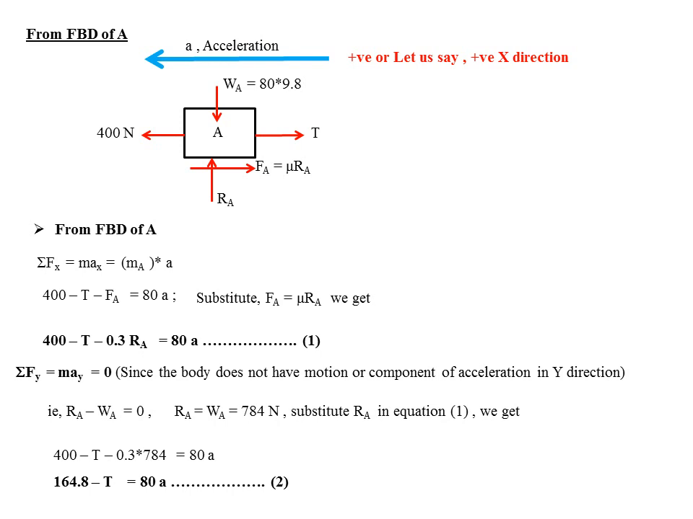So we only solved the free body diagram of A. If you solve the free body diagram of B, again we will get an equation something like equation 2, and since we have two equations and two unknowns, we can solve. Now I will go to the free body diagram of B.